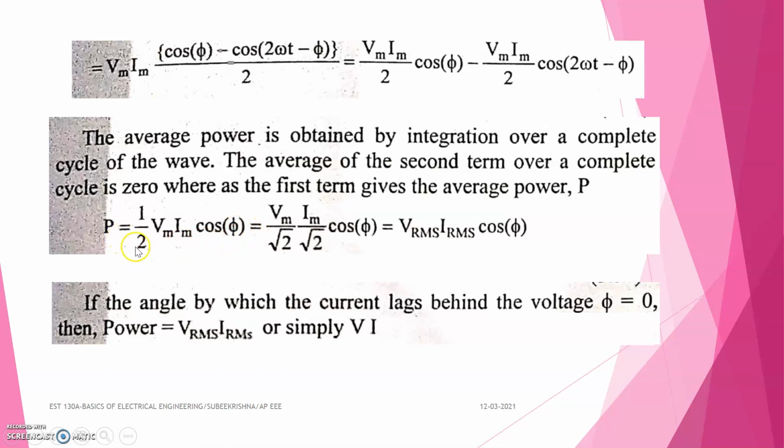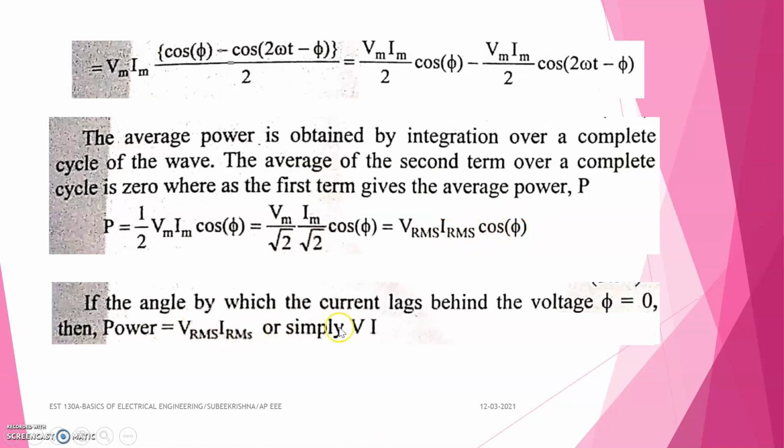From this, we can write the 2 as root 2 into root 2. So we can write this equation as Vm divided by root 2 into Im divided by root 2 into cos φ. We know Vm divided by root 2 gives us the RMS value of voltage, that is Vrms, and similarly we get Irms, along with cos φ.